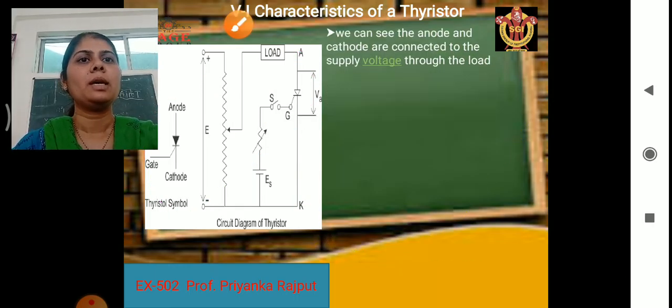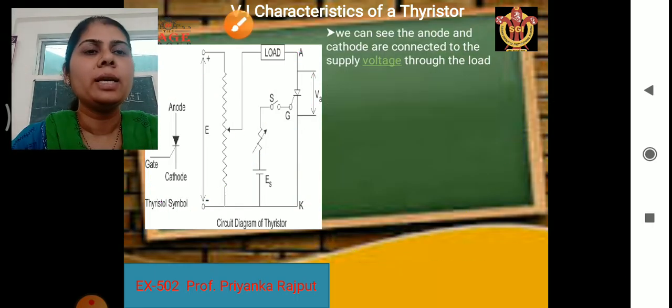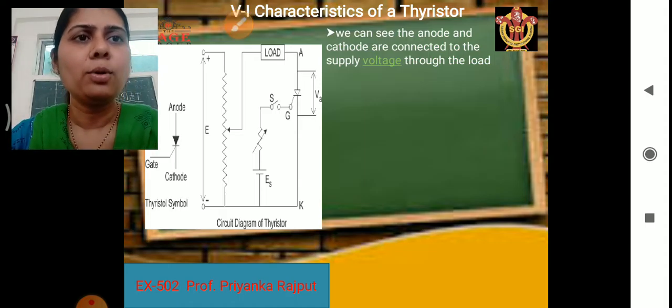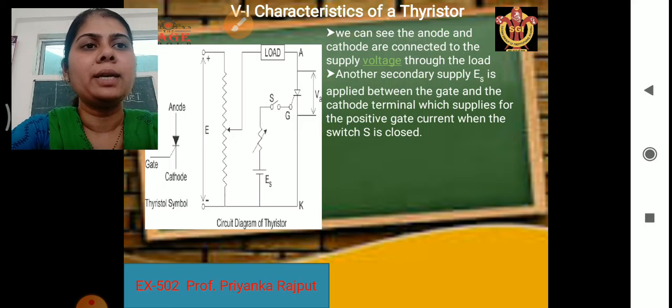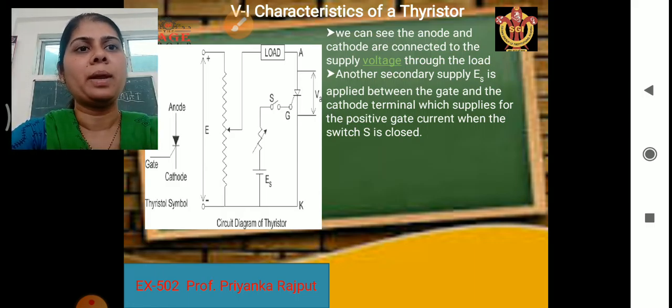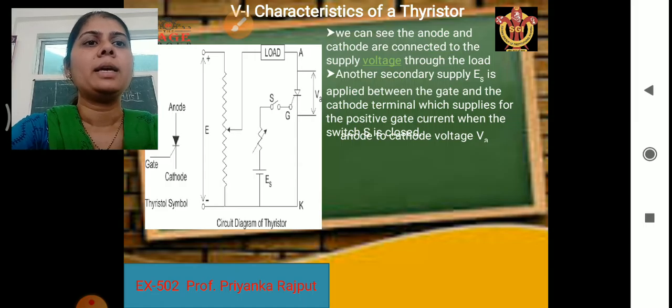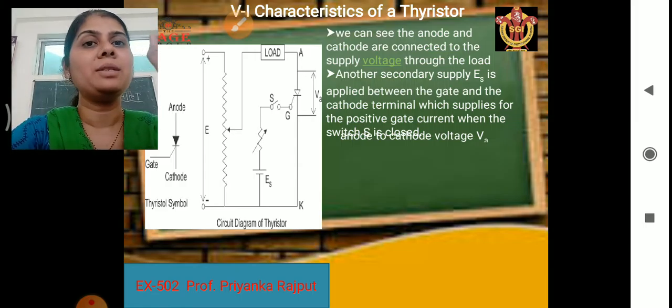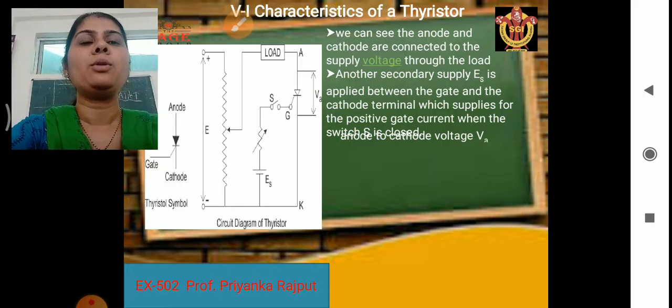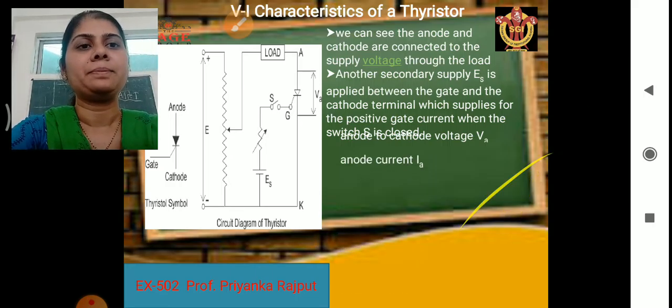Now, here we can see the anode and cathode are connected to the supply voltage through the load, and the secondary supply ES is applied between the gate and the cathode terminal, which supplies the positive gate current when the switch S is open. The anode voltage is VA and the anode current is IA.